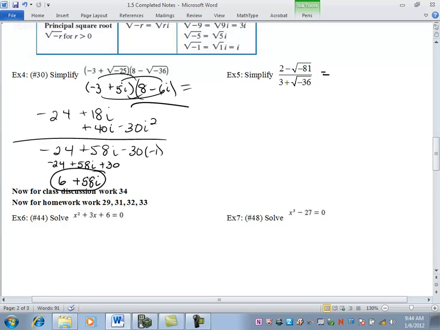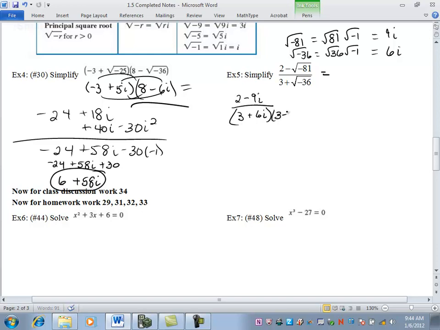If we look at example 5 here, we need to first simplify this. This is 2 minus 9i over 3 plus 6i. Because the square root of negative 81, I can write that as the square root of 81 times the square root of negative 1, which is 9i. Square root of negative 36 is the square root of 36 times the square root of negative 1, which is 6i. We're going to multiply top and bottom by the conjugate of the bottom here.